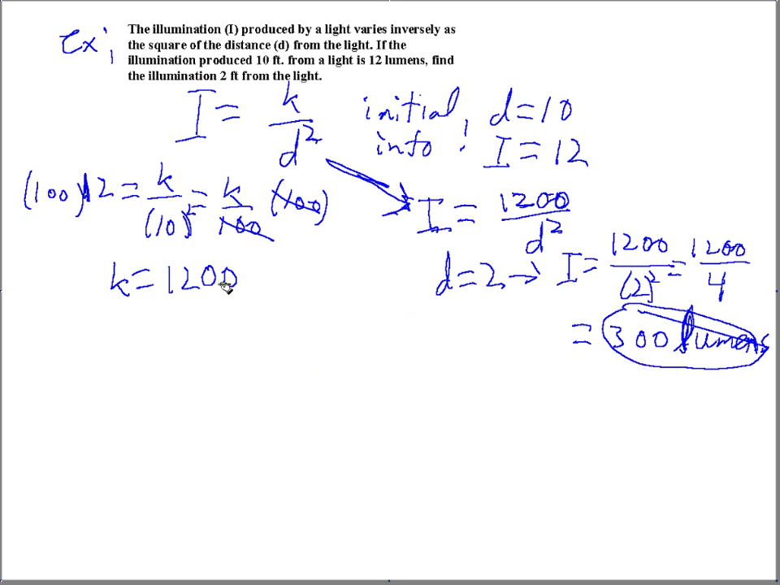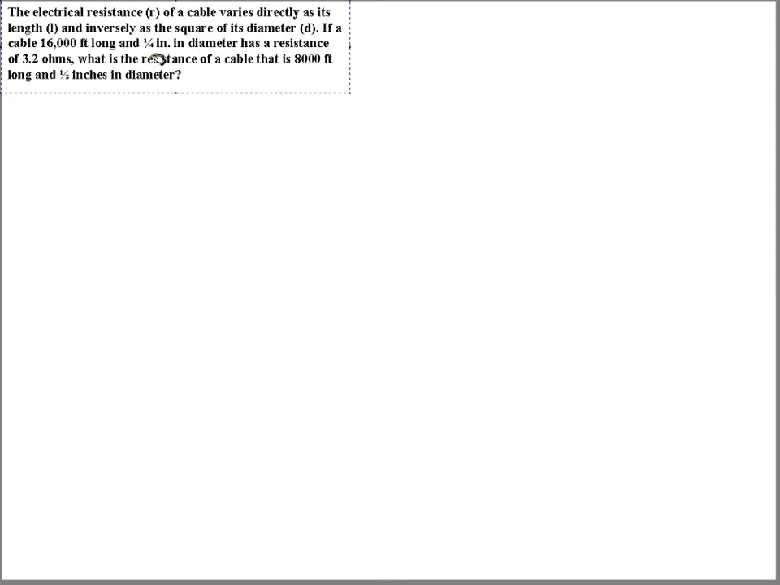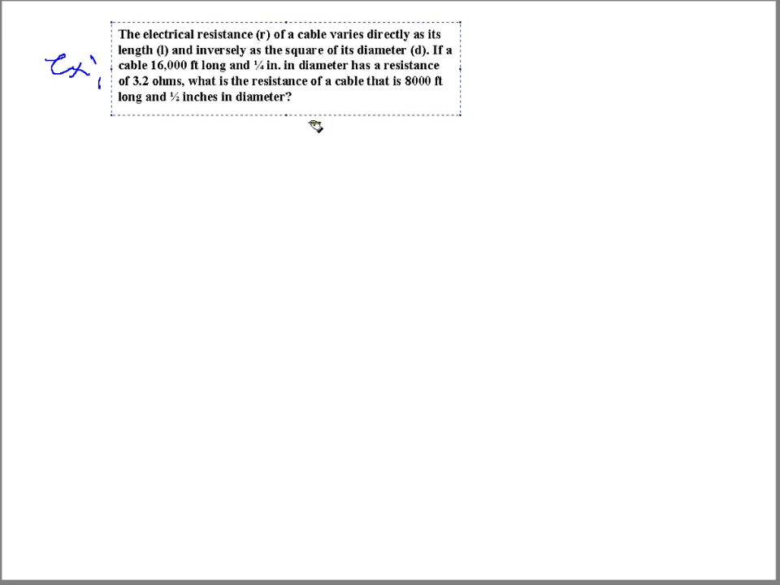All right, let's go ahead and try another one here. Let me go ahead and clear out the screen, then. Let me paste the problem here into the whiteboard. So there it is. All right, let's take a look at this problem here.